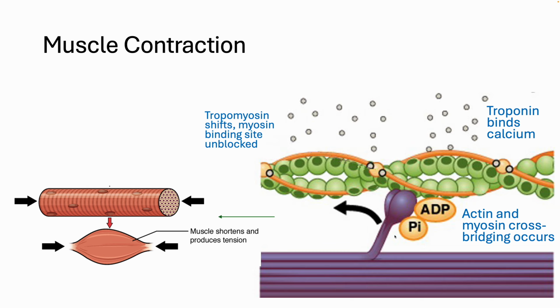So a cross bridge is going to form between the actin and the myosin head, triggering contraction, and as long as the calcium ions remain in the sarcoplasm and bound to the troponin, and as long as ATP is available, the muscle fiber will continue to shorten.